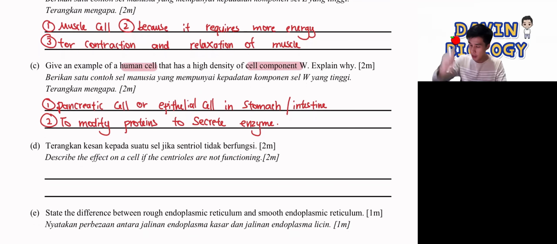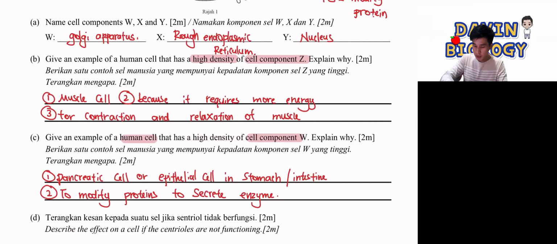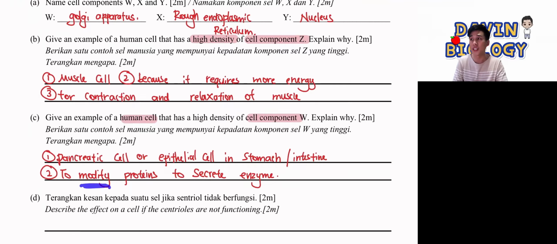Okay. So if they ask you about ribosome, your answer will be the same: pancreatic cell or epithelial cell in stomach also can. Then if the question is to modify enzyme, you will say to synthesize protein to secrete enzyme. Instead of modify protein, you just write the function of ribosome. Understand? So when you see this kind of question, what cell has high density of what organelle, you mention the cell already. Then if they ask you to explain, you state the function first.